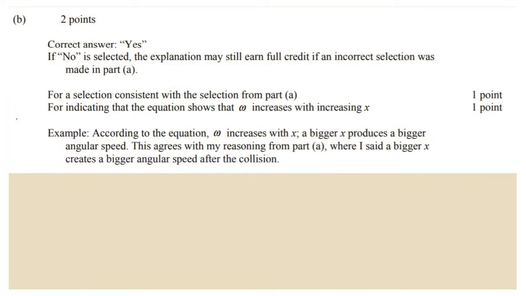Correct answer is yes. If no is selected, you could still earn credit if you got the answer wrong in part A. Basically, they wanted it to be consistent with whatever your answer was from part A. So notice the first point is for a selection consistent with the selection from part A, and then 1 point for indicating that the equation shows that omega increases with an increasing x. So if you said to the left of point C earlier, and then you said no, because this shows that omega increases with increasing x, you can earn the points here.